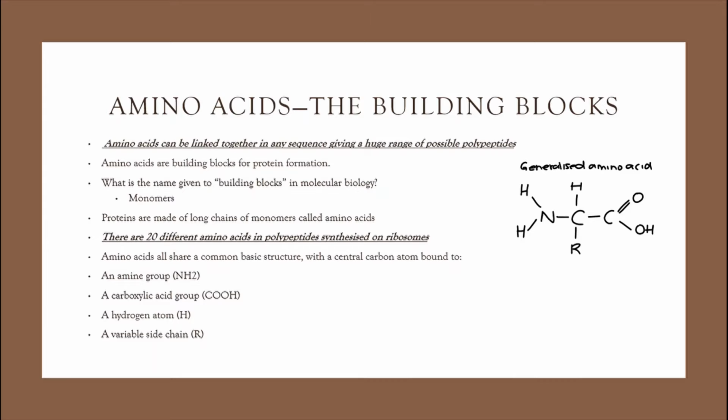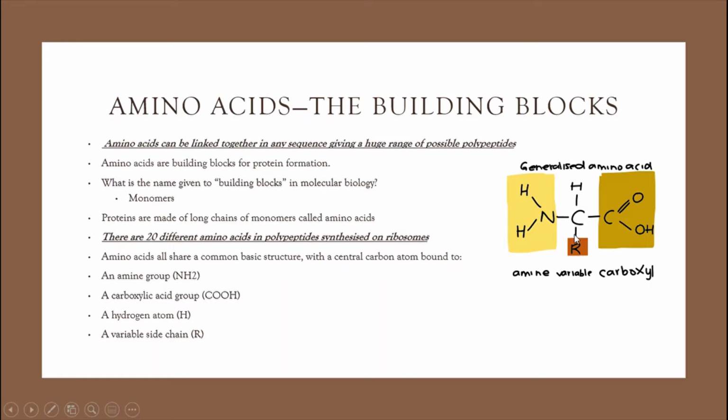So here's an example of a generalized amino acid. So here are those features again. That central carbon, off that central carbon we have an amine group. Off that central carbon as well we have a carboxyl group. Then we also have our hydrogen atom up on the top, and then we have our variable side chain denoted by R. So this is what we call a generalized amino acid.